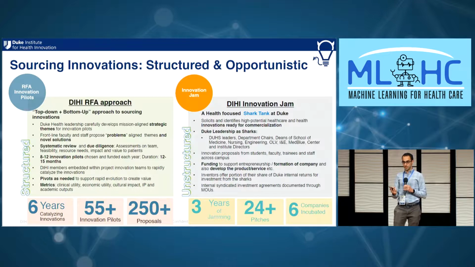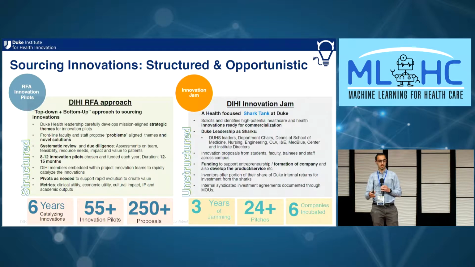We have two mechanisms by which we source the innovations that we work on. The one on the right, we're not going to touch on much today, which is more of a Shark Tank competition, and then the one on the left is a top-down, bottom-up approach. This is the mechanism by which both projects we're going to talk about today were identified from frontline staff. One was around high rates of surgical complications, the other was around poor compliance with sepsis treatment and poor sepsis detection.